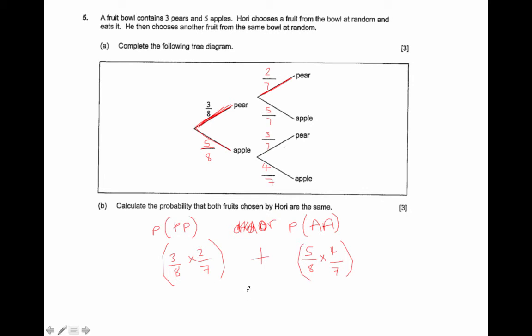If you added them together, what did you get? This one was 6 out of 56 plus 20 out of 56. So 26 out of 56 would have been okay, or 13 out of 28, divide them both by 2, or some of you gave it as a decimal, 0.464. Again, 3 significant figures, please, if you're going to be using decimals.